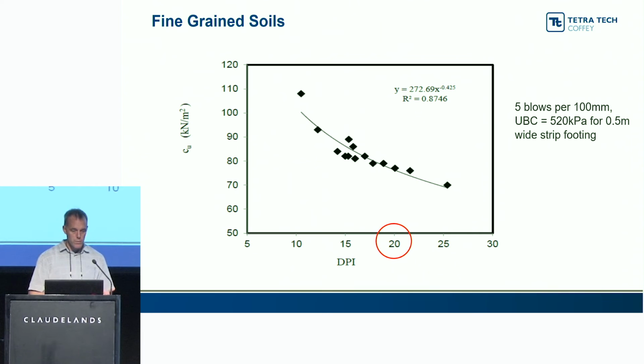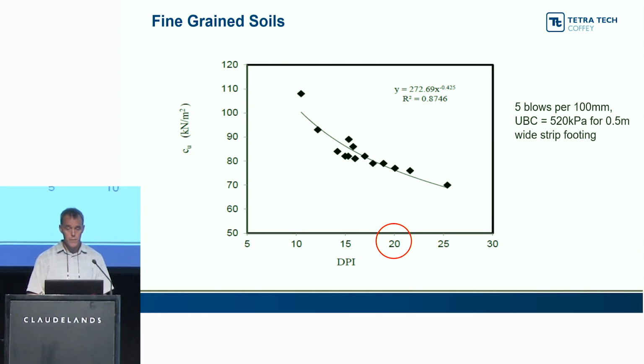Just to look at fine grain soils, on that chart there, that 20 is around about 5 blows per 100 mils. This is millimetres per blow, and you can see the relationship between millimetres per blow and undrained shear strength. Now, these probably change depending on your soil types. I think these samples are from Iraq somewhere.